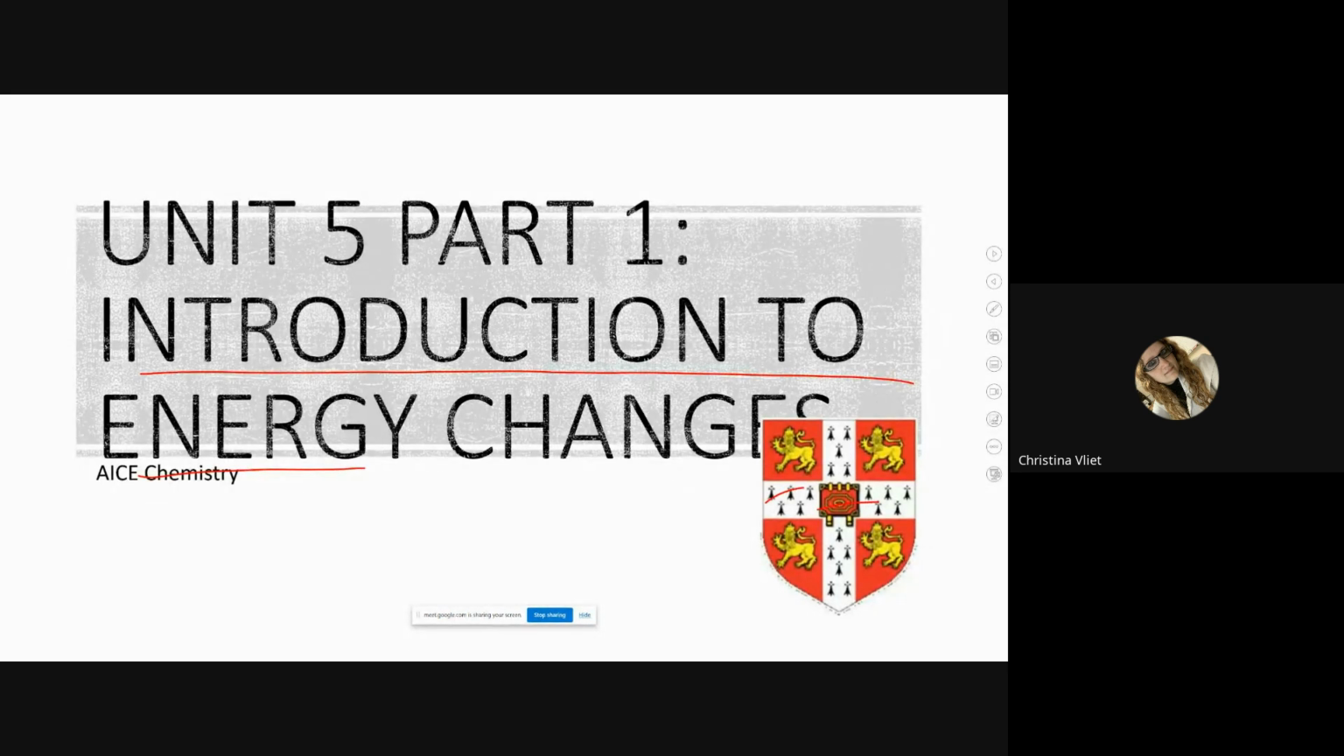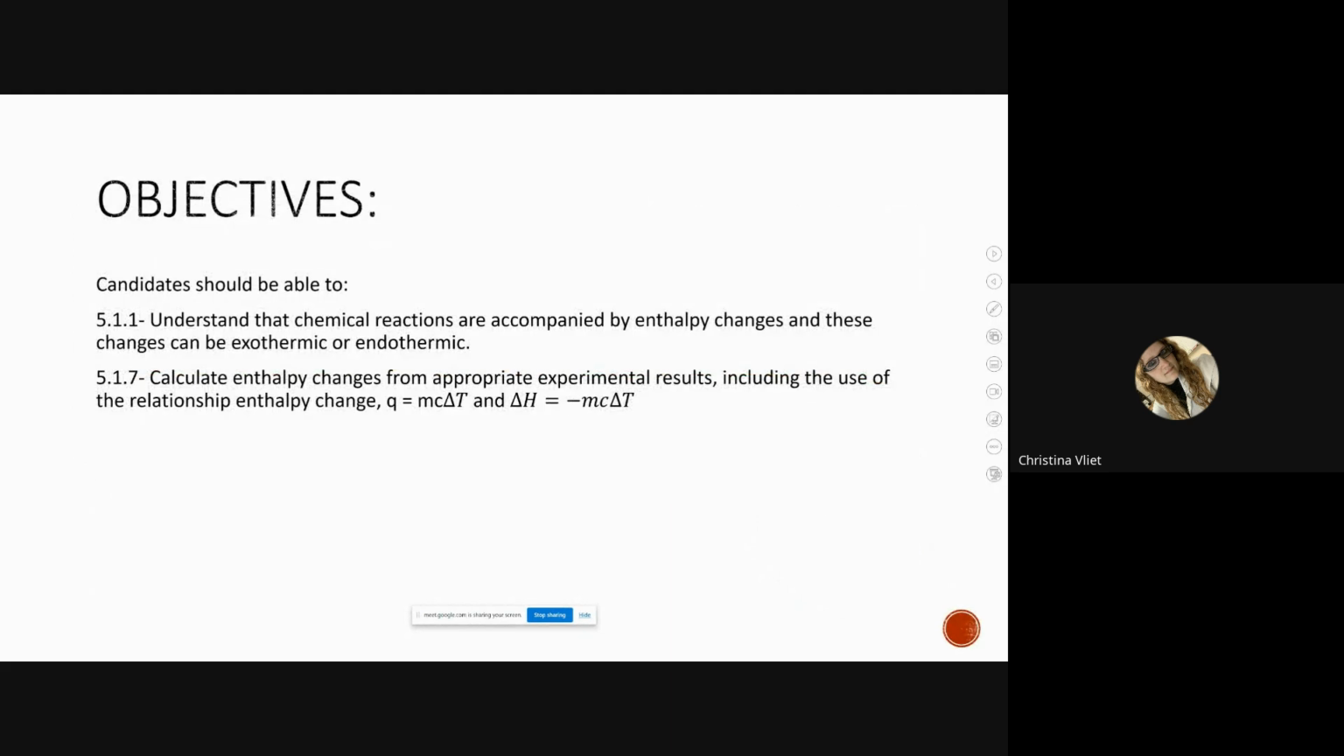Introduction to energy changes. Let's take a look at our objectives. They're actually pretty short. There's math involved. The first objective is understand chemical reactions are accompanied by enthalpy changes, and these changes can be exothermic or endothermic. Have you heard either of those 2 words before? Exothermic or endothermic? Exo, endo. Underline them. Those prefixes: exo, outside; endo, inside.